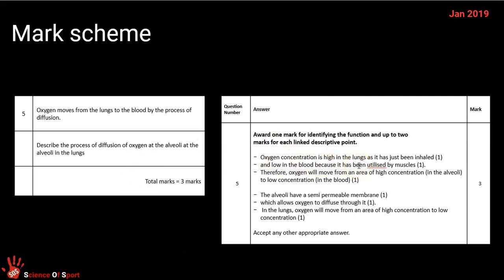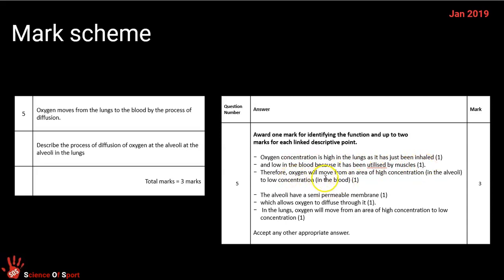Better answer still is a PO2, a partial pressure of 100 in the lungs. Because it's just been inhaled. It's come from our atmosphere. There's fresh oxygen. We've got 21% oxygen in the air that we breathe in. There's a lower partial pressure in the blood, the pulmonary capillaries. Better answer, the partial pressure of oxygen in the pulmonary capillaries is 40 millimeters of mercury because some of it's been used. It's deoxygenated blood. It's been used by the muscle.